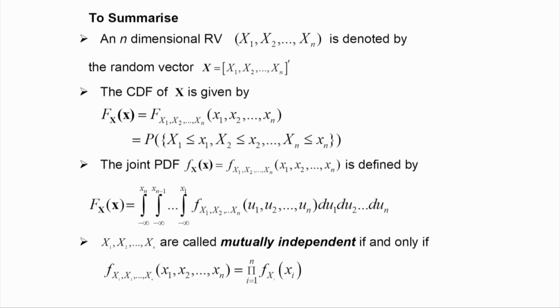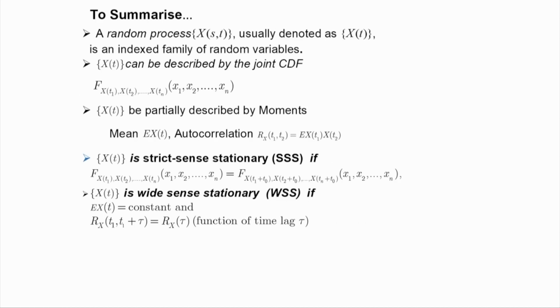Now, this collection of random variables x1, x2 up to xn are called mutually independent if and only if the joint PDF is the product of the marginal PDFs. So, that way we can define it in terms of the joint CDF also, the joint CDF should be the product of the marginal CDFs. Then we discussed random process.